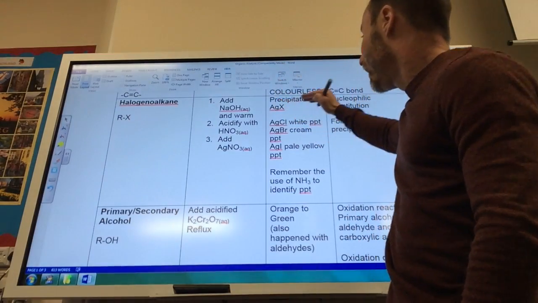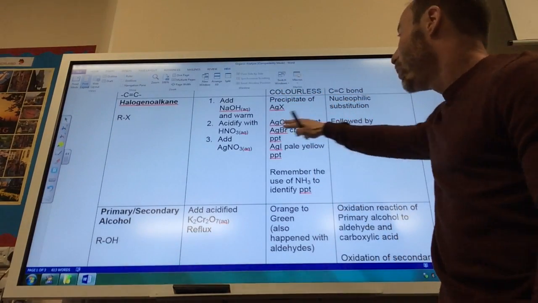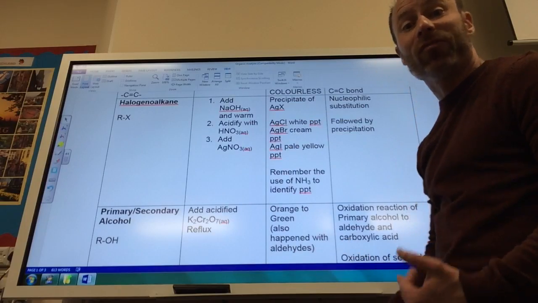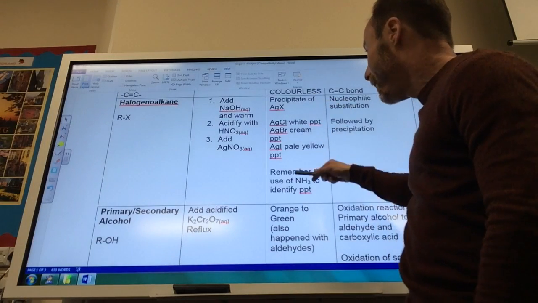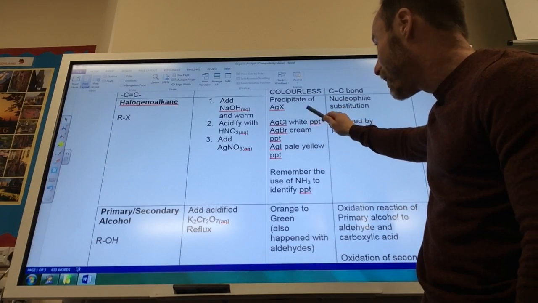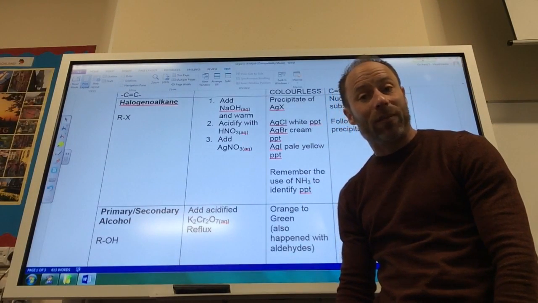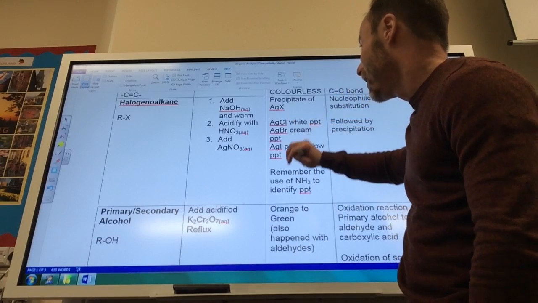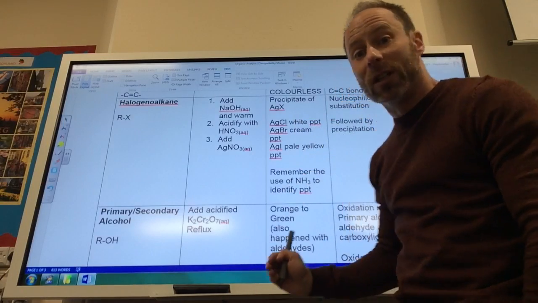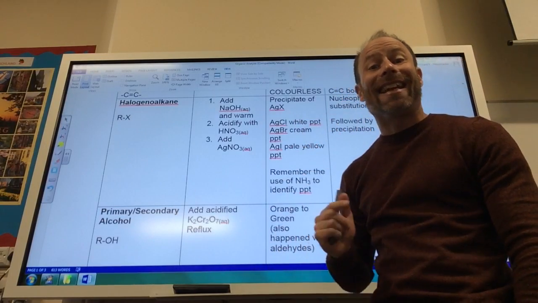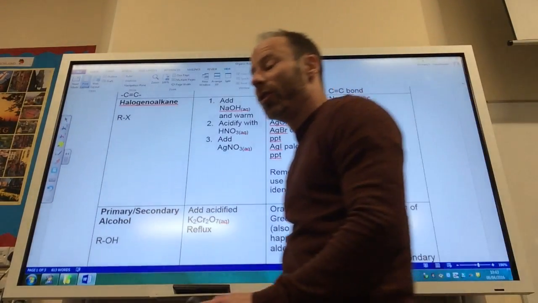So, what are these tests? The first one is a nucleophilic substitution, and then when you add your silver nitrate, it's a precipitation reaction. The details of that will be in the group 7 chemistry that we've looked at. Remember, it's difficult to tell the difference sometimes between a white precipitate, a cream precipitate, and a pale yellow precipitate, so we use ammonia solution to differentiate between those. Silver chloride will dissolve in dilute ammonia solution. Silver bromide dissolves in concentrated ammonia solution, and silver iodide is insoluble in concentrated ammonia solution. So you need to know those ones as well.